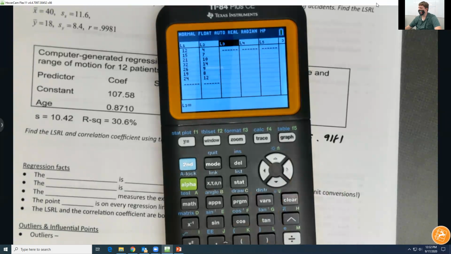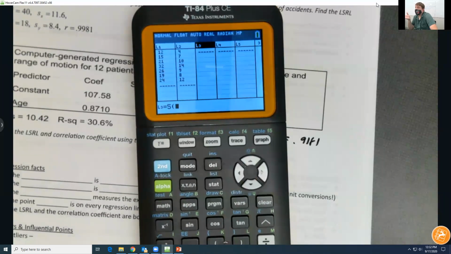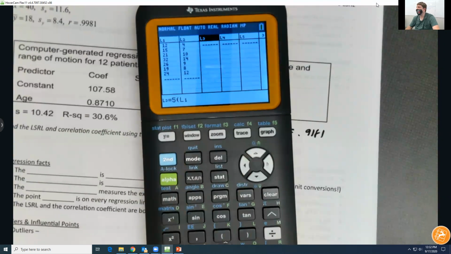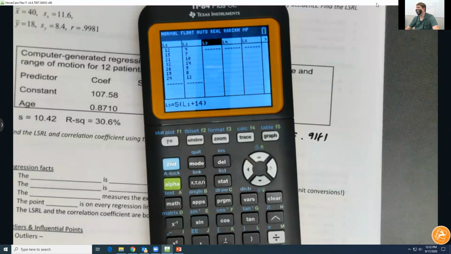And start typing in your equation. 5, parentheses. Now, if you put in the letter X, it's not going to know what you're talking about. Of my 2 lists, which one is my X value? So we're going to hit the second button, and number 1. So it's going to tell the calculator, take my list 1 and add 14 to it and multiply it by 5. If you press enter, ta-da, you just saved yourself. I know, isn't that nice?